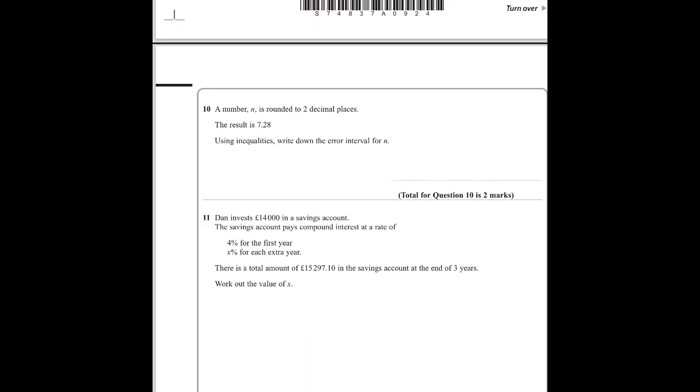Okay, right, so error interval is the name of the topic. It's rounding in reverse. So if a number was rounded to 7.28, what's the biggest and smallest it could have been? Well, the smallest it could have been would be 7.275, because if you round that number to 2 decimal places, it rounds up. The maximum would be 7.285.